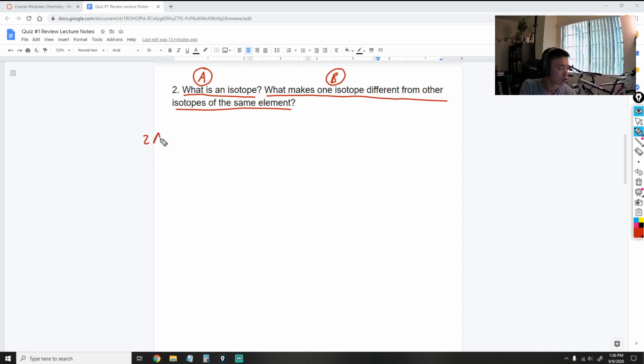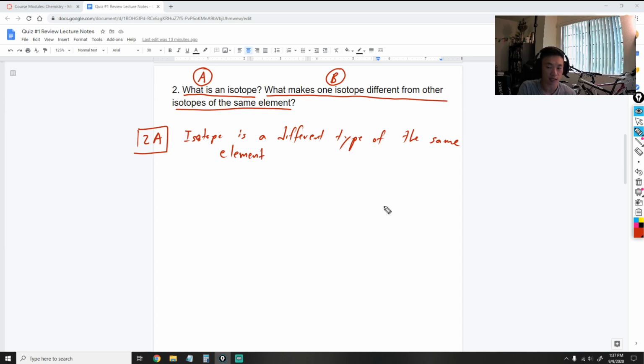Okay, so let's answer 2A first. Okay, so what is an isotope? Okay, simply put, an isotope is a different type of the same element. Okay, an isotope is just a different type of the same element.